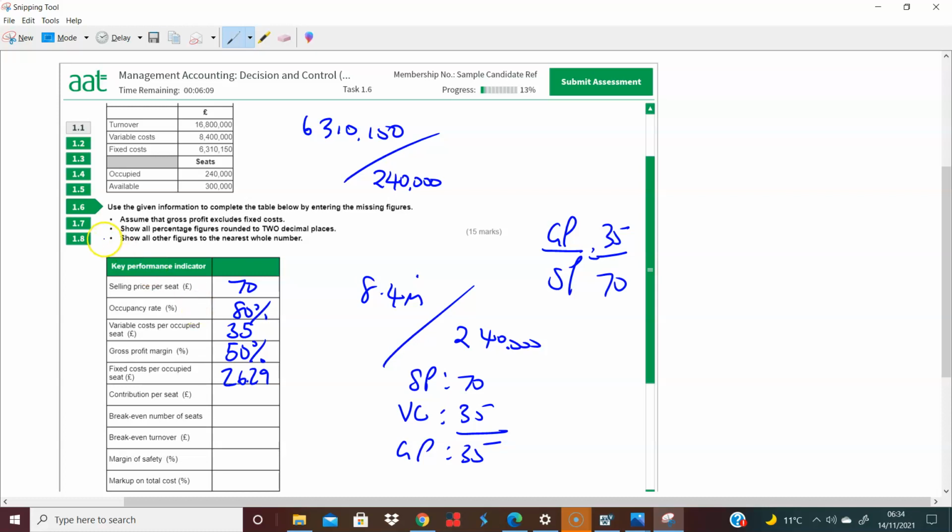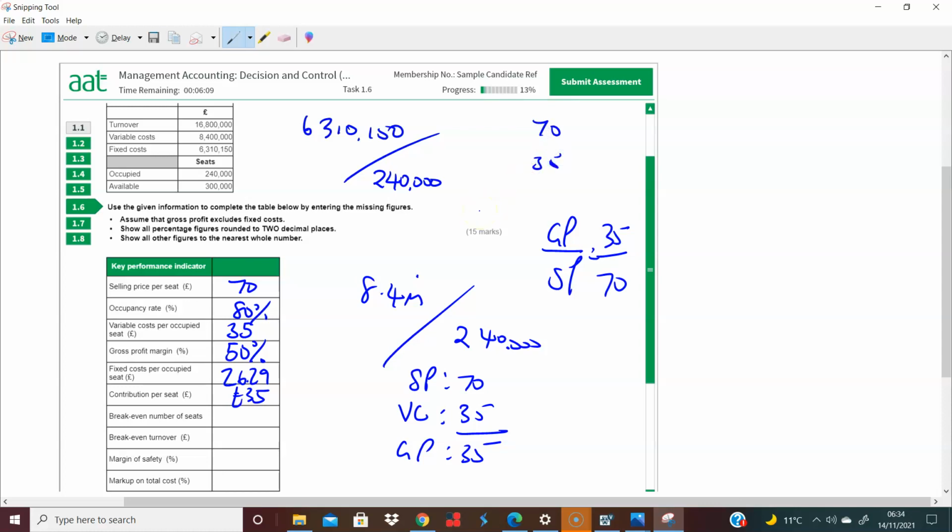Okay, great stuff. So the contribution per seat as well is 35, because it is literally selling price minus the variable cost, isn't it? So you have here 35 pounds, because you have 70 and then you have a variable cost of 35.